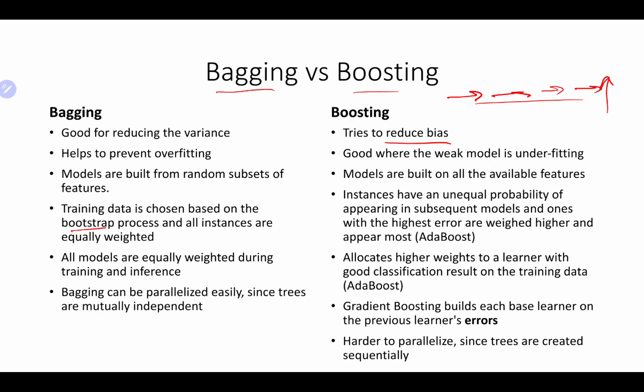Bagging can be parallelized since trees are mutually independent. But in gradient boosting or AdaBoost, each tree builds each base learner on the previous learner's errors, so we cannot really apply parallelization here. These are some of the main differences between bagging and boosting. And when we say bagging, here we mainly focus on random forest.